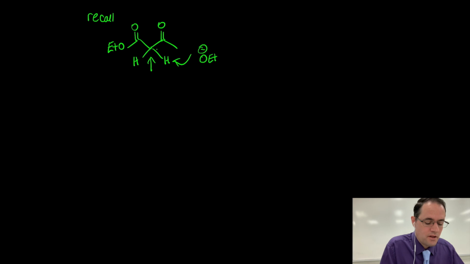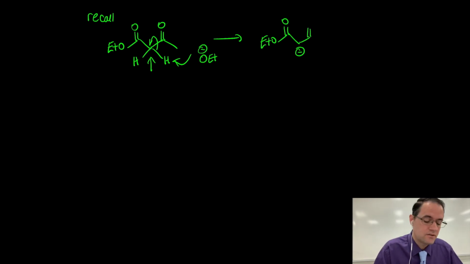Okay? So let me refresh your memory. You always want to deprotonate the middle alpha hydrogen, because it's flanked by 2 carbonyl carbons. So if we treat this with sodium ethoxide, the most acidic hydrogen is going to be deprotonated, and you're going to form the enolate that is extremely resonance stabilized by 2 carbonyls. Okay?